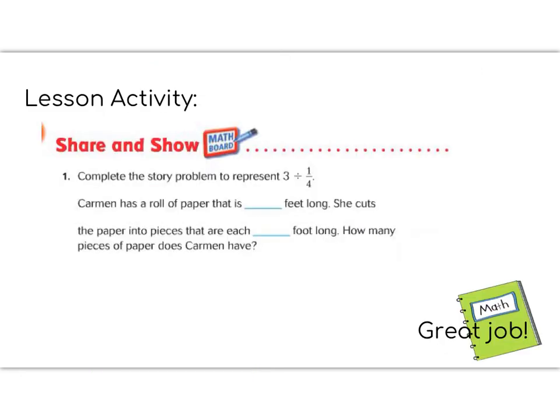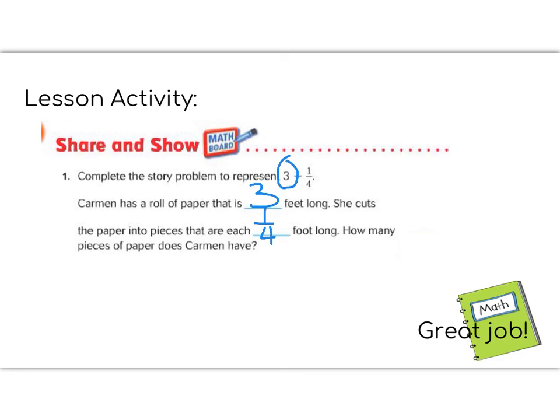Today's lesson activity is the share and show problem number 1. Go ahead and complete the lesson activity on your lesson pages and be ready to show your teacher. It says, complete the story problem to represent 3 divided by 1/4. Carmen has a roll of paper that is, we want to use our whole number first, so our whole number is 3. It is 3 feet long. She cuts each piece of paper into pieces that are 1/4 foot long. How many pieces of paper does Carmen have?